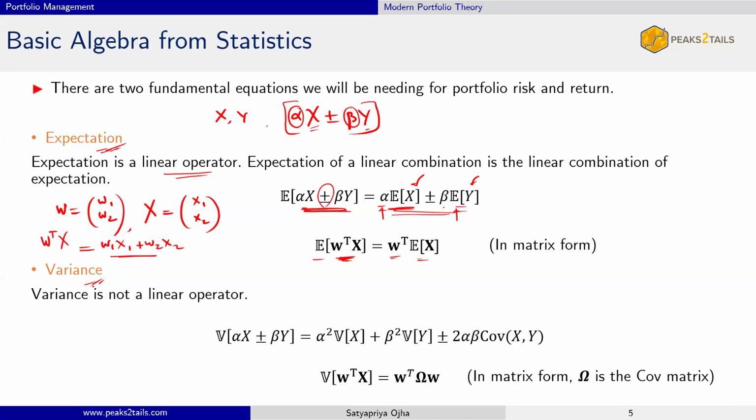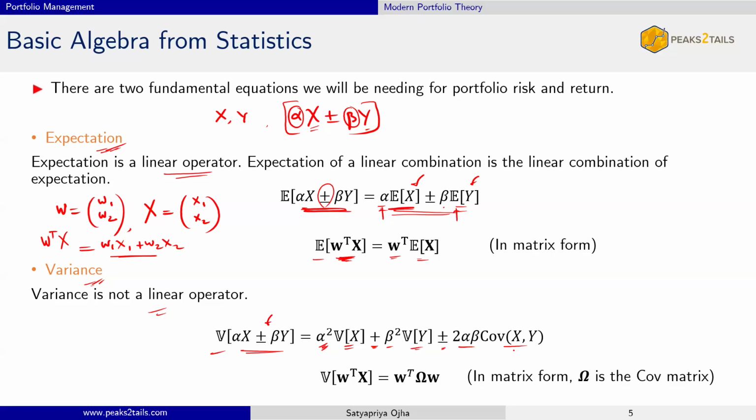And then coming to variance. So variance is not a linear operator. Variance of a linear combination is given by this. Alpha will come out as alpha square, then variance of X. Irrespective of plus or minus, this term is always plus. Don't confuse, okay? Beta square will come out, variance of Y, and then you retain the same sign. If it is plus, then keep plus. If it is minus, then keep minus. 2 times alpha beta times covariance of X comma Y. That's the formula for variance.